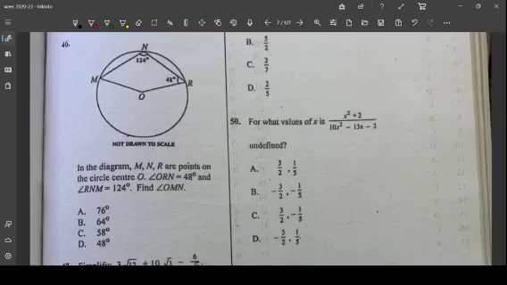So let's look at question number 46 of this WAEC past question. We are given a figure that is not drawn to scale, and we are given some points M, N, and R, which are points on the circle with center O. We are given the angle ORN as 48 degrees, and we are also given this angle as 124 degrees. We are told to find angle OMN.